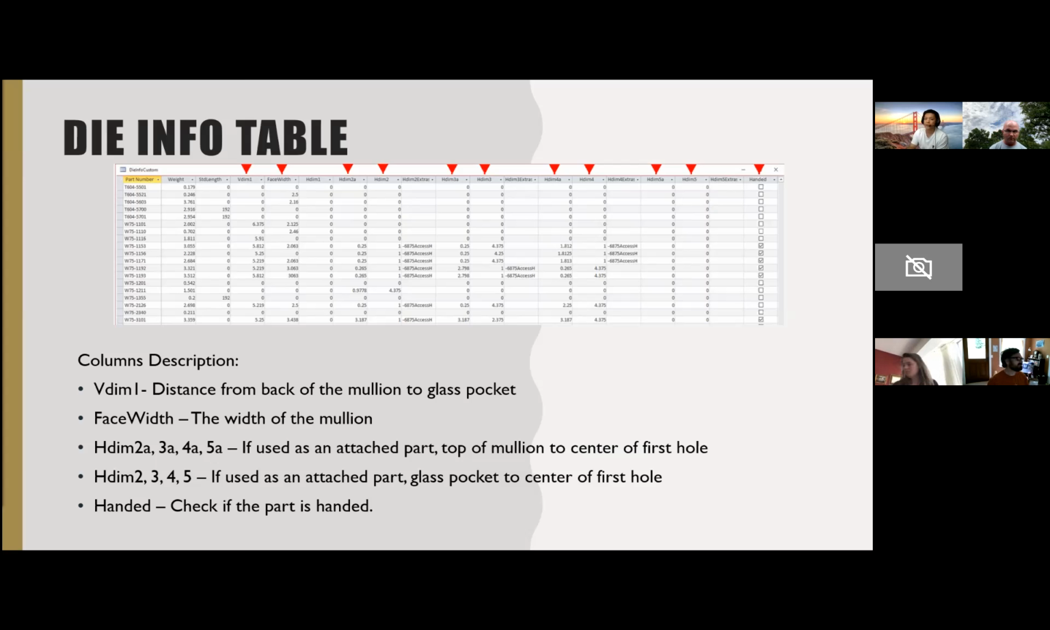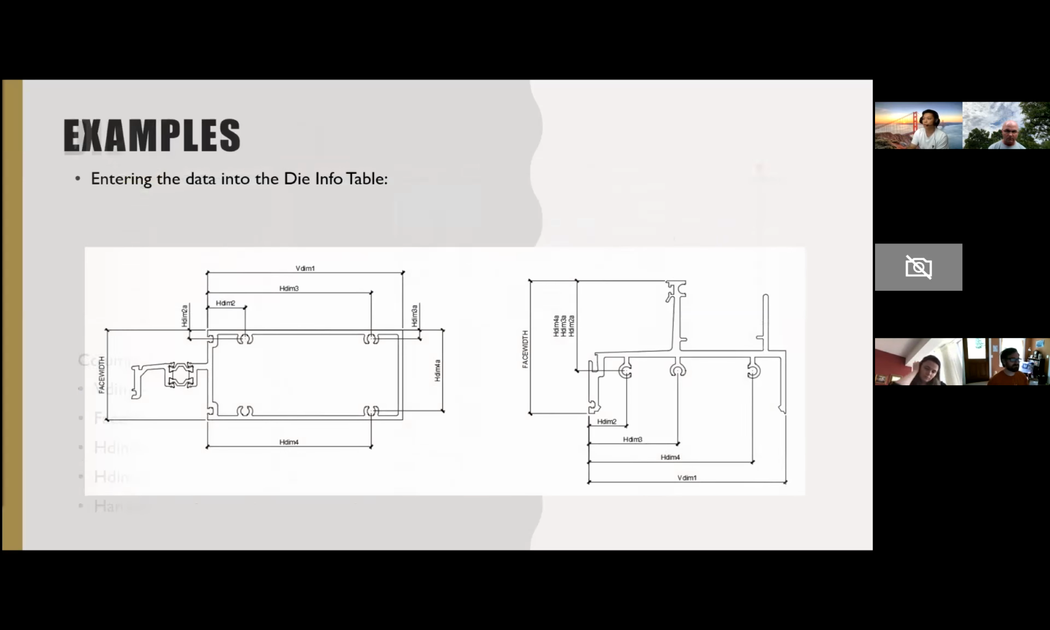So here's a couple of examples of how we lay out reading one, HDM2, HDM2A, and so on.